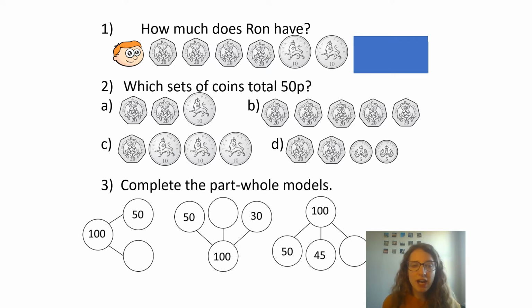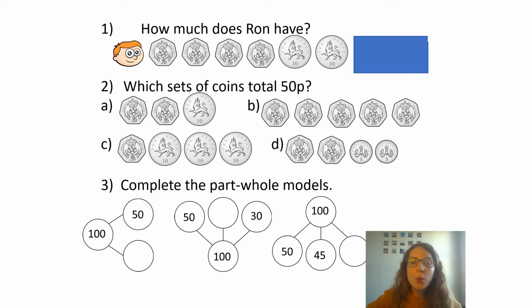Okay, so let's have a look at the first one. So let's count how many Ron has, so you can count along with me. So he has got 20, 40, 60, 80 pence. And then we need to add another 10, so 90, 100 pence, so that is £1 or 100 pence. Okay, let's look at the second question.